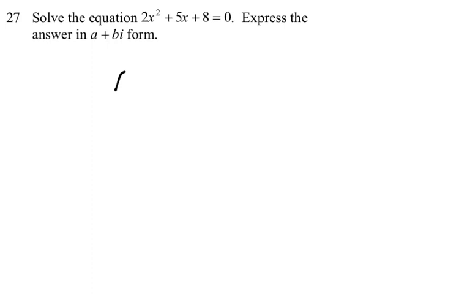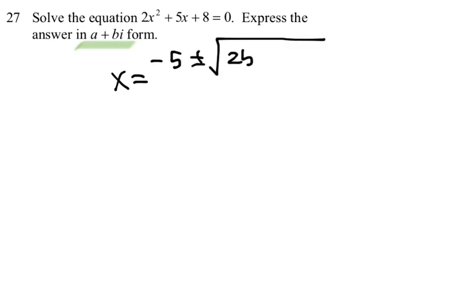Alright, number 27. Here they want us to express our answers in a plus bi form. Then chances are that we have to use the quadratic formula or completing the square. So x must be equal to -5, using the quadratic formula, plus or minus the square root of 5 squared, which becomes 25, minus 4 times a, which is 2, and then c, which becomes 8.